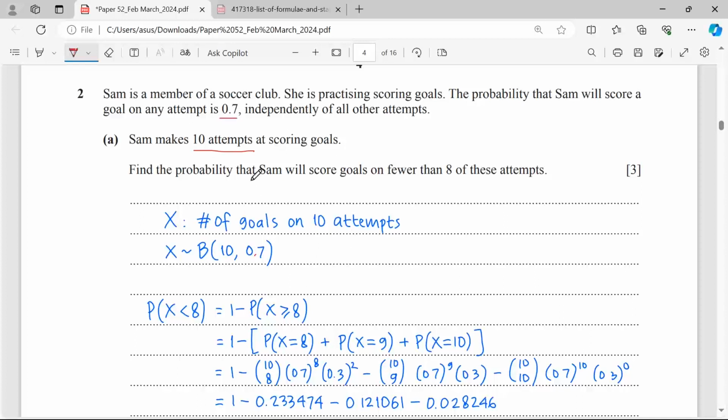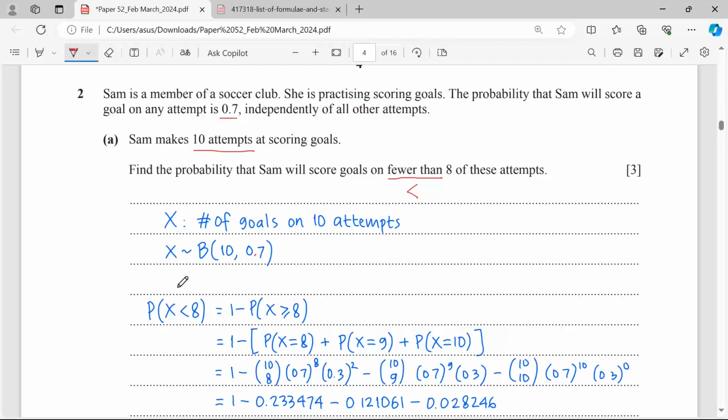We would like to find the probability that Sam will score goals on fewer than 8. The words fewer than mean less than. There is no equal sign, only less than 8. So if you want to calculate probability X is less than 8, it is quite difficult if you use this directly. It means you have to add probability X equals 0 plus probability X equals 1 until probability X equals 7. So we have a lot of things that we need to calculate.